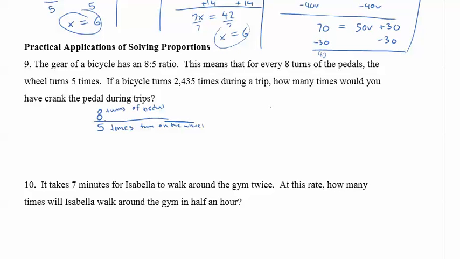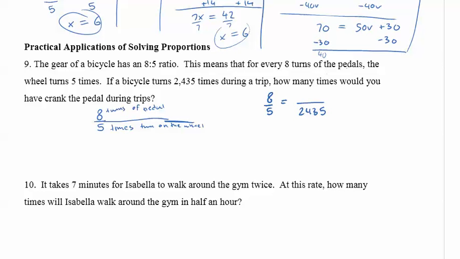Okay, so let's set up the ratio again. So 8:5. The 8 is saying the turns of the pedals, how many times you turn the pedal. And 5 is, per every 8 turns of the pedal, how many times the wheel is turning. So 5 equals, so we know that means the wheel turning goes on the bottom, and the 2,435 is referring to how many times the wheel turned in that trip. So it also goes on the bottom.